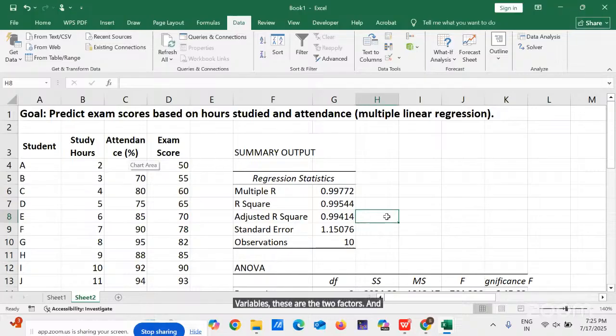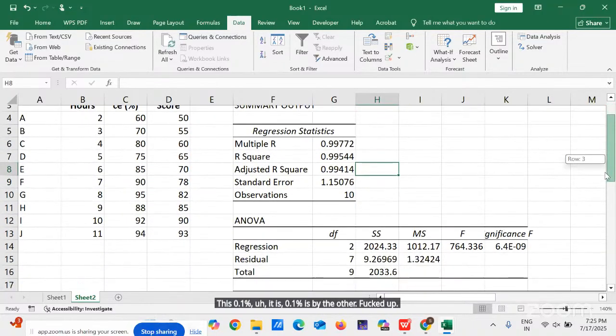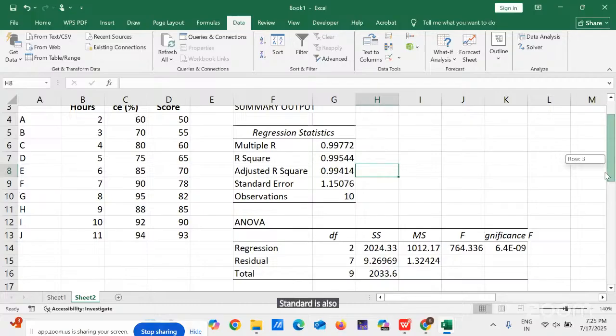and just the remaining 1%, it is almost 0.5, and that is by this 0.1%. What it is, 0.1%, is by the other factors. Standard error is also not too high.